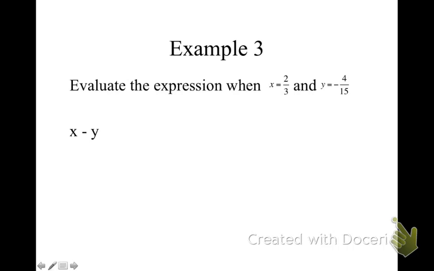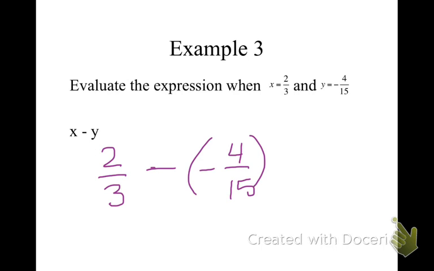All right. Now in this case we want to evaluate, and we're going to use some substitution. So we're going to replace the x with 2/3, and we're going to replace the y with a negative 4/15. So we'll rewrite the problem. And since it's subtraction, we'll subtract a negative 4/15. So we want a common denominator. The common denominator between 3 and 15 is going to be 15. So we only have to rename one fraction.